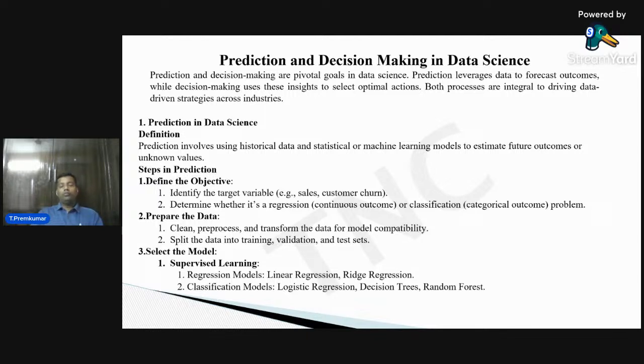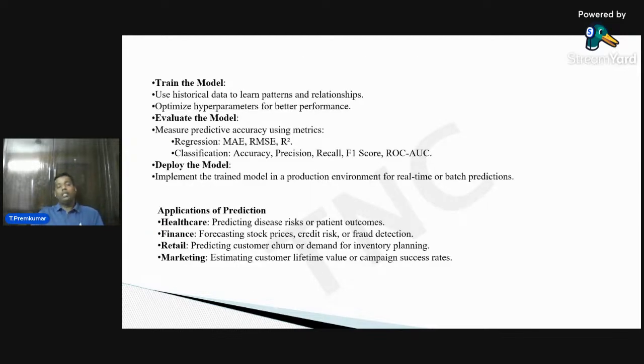After the objective, we go for data preparation by cleaning, preprocessing, and transforming the data for model compatibility, and splitting the data into training, validation, and test sets. After that, we go for model selection: either supervised learning, unsupervised learning, or reinforcement learning, whichever model is suitable. After that, we go for training the models. We use the historical data to learn the patterns as well as the relations, and we optimize the hyperparameters for better performance.